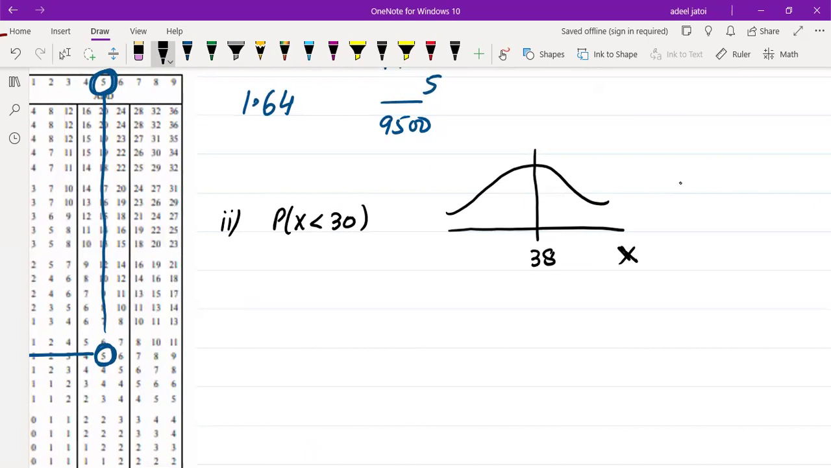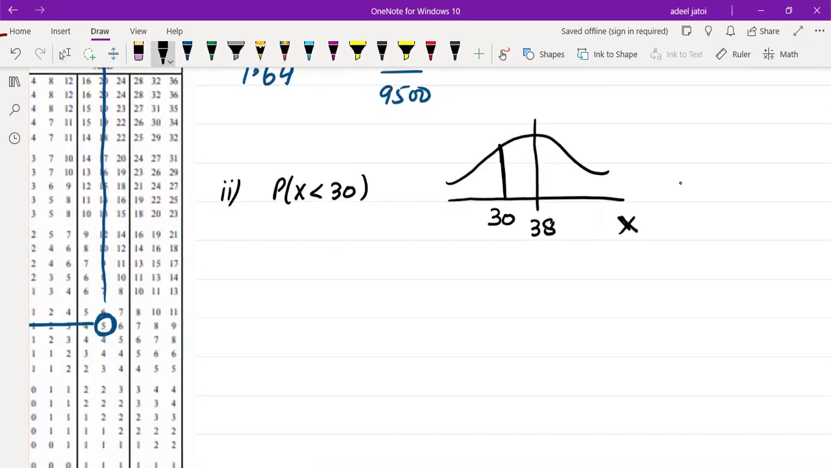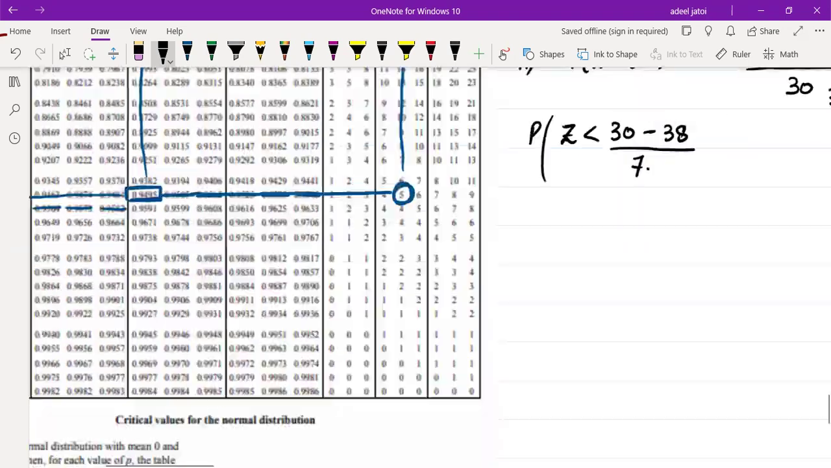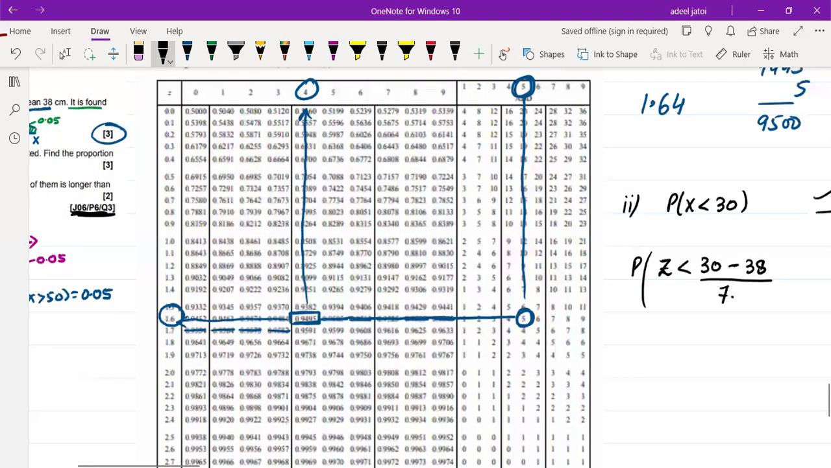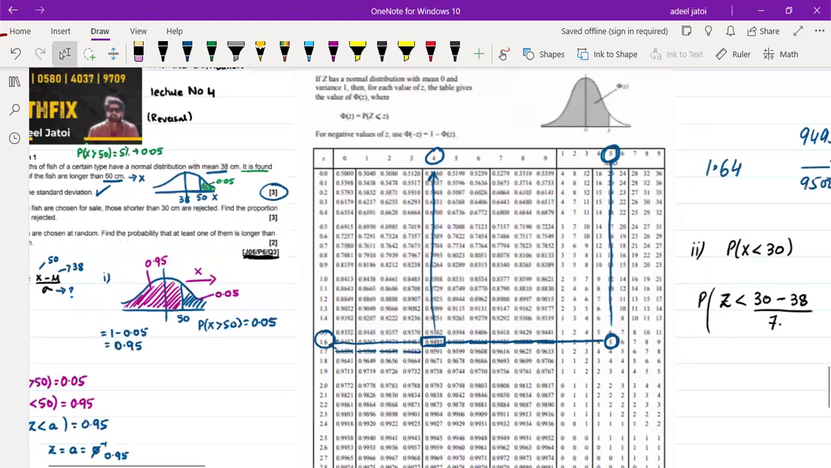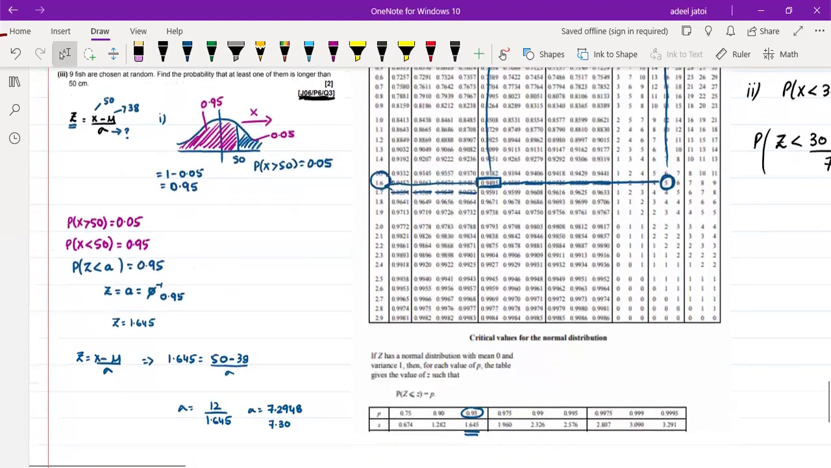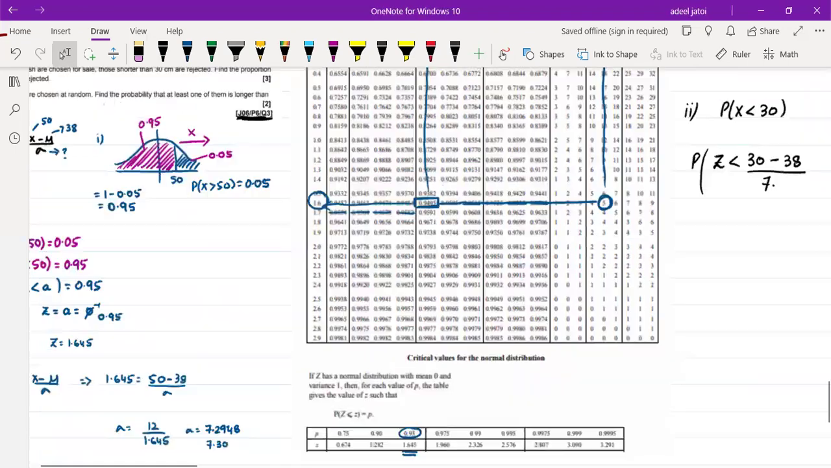So if 30 is less than the mean, that means when I calculate my Z value, it will be negative. So let's calculate the Z value. That means the probability that Z is less than 30 minus 38 upon the standard deviation, which was 7 point. We'll be taking the exact value of the standard deviation. The exact value of the standard deviation was 7.2948.